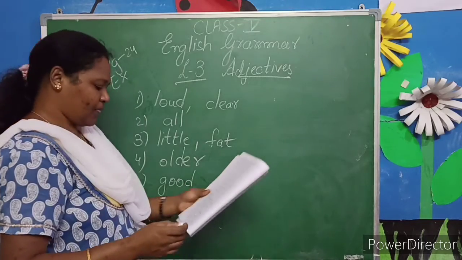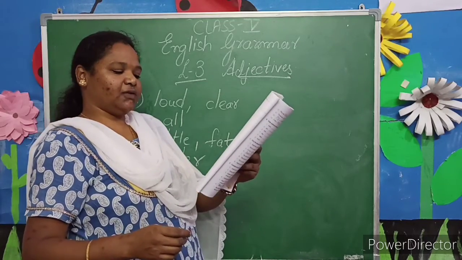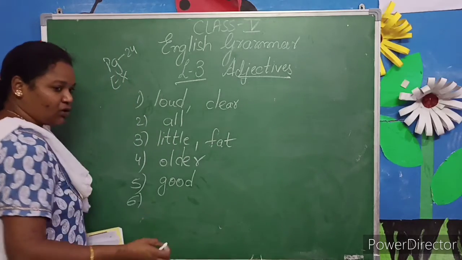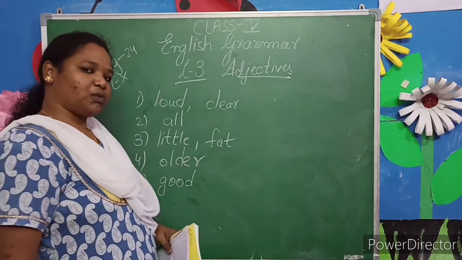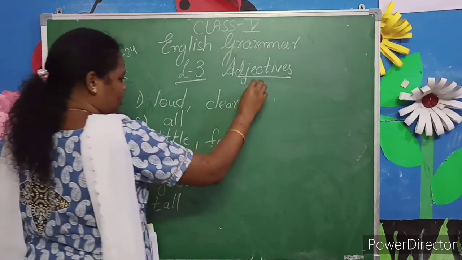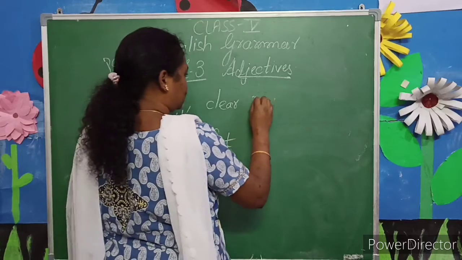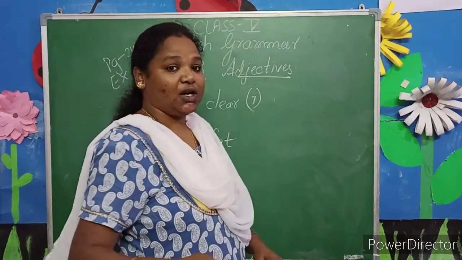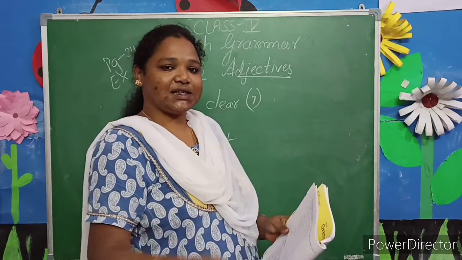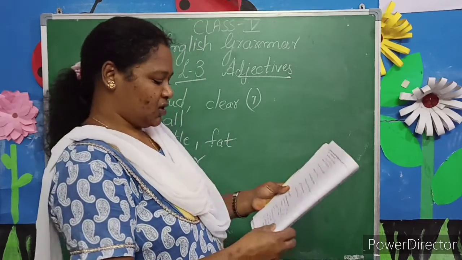Sixth one, on each side of the river there were dash mountains. Big mountains, tall mountains, large mountains, anything. So I am writing tall. So here you can use your imagination, how you can describe the nouns. Okay. So adjectives describe the nouns.